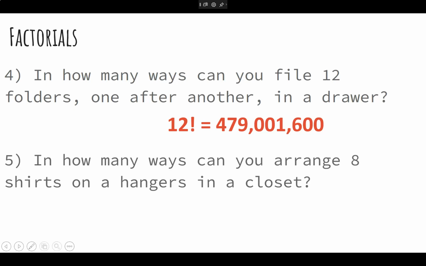If you have 8 shirts on a hanger, doesn't seem like a lot. How many different ways could you organize those 8 shirts? 40,320 different ways. Crazy. But again, it makes sense. If I have a red shirt, I can't use it again, but I could use anything else. Lots of options. Lots of different ways to go.